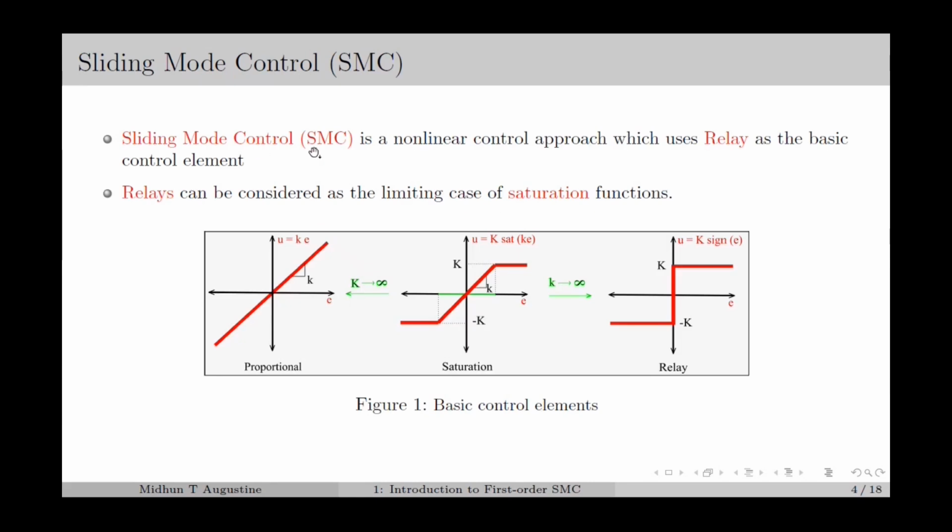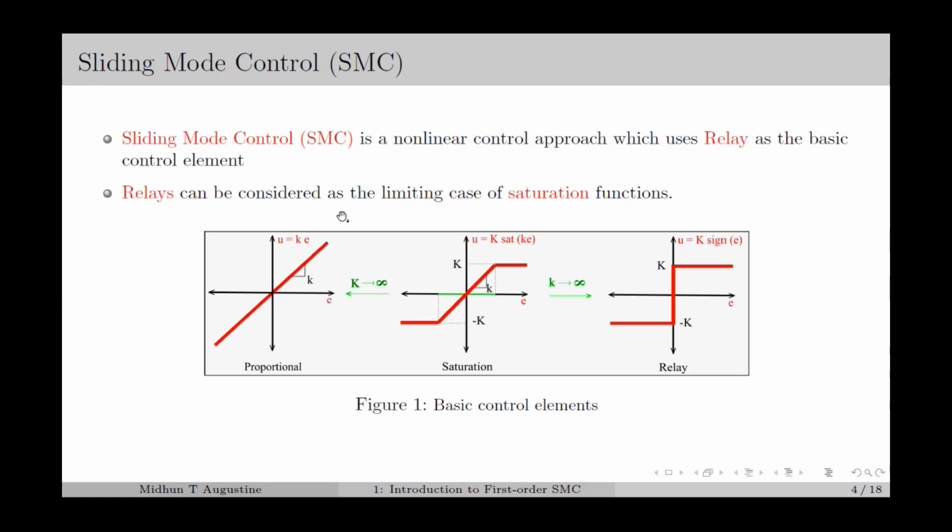Sliding mode control or SMC is a modern control approach which is based on a nonlinear discontinuous control law. The discontinuous control law can be implemented using relays or switches, and SMC uses relays as the basic control element. In control theory courses, we might have seen various control elements such as proportional element, saturation, relay, etc.